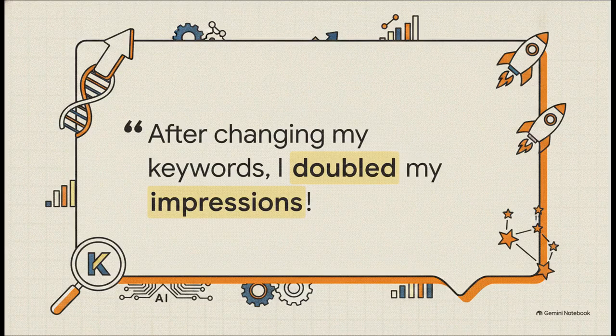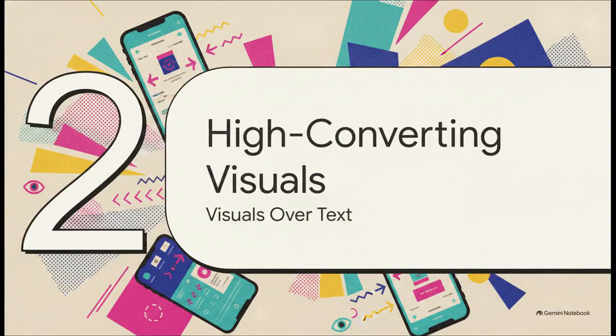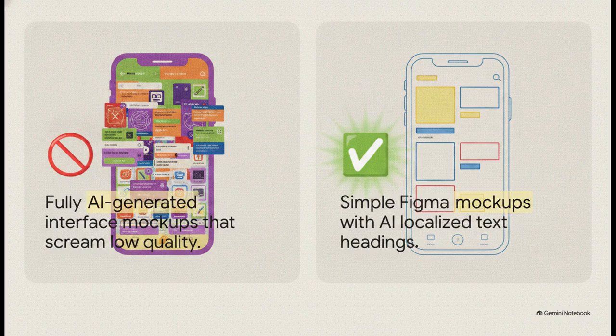That is huge. Moving right along to our second horseman, designing high-converting screenshots. Because let's face it, getting discovered is only half the battle. If your visuals are a mess, users are just going to scroll right on past. People scan images way faster than they read text. So the biggest takeaway here is to steer clear of those totally horrendous, fully AI-generated interface mockups.